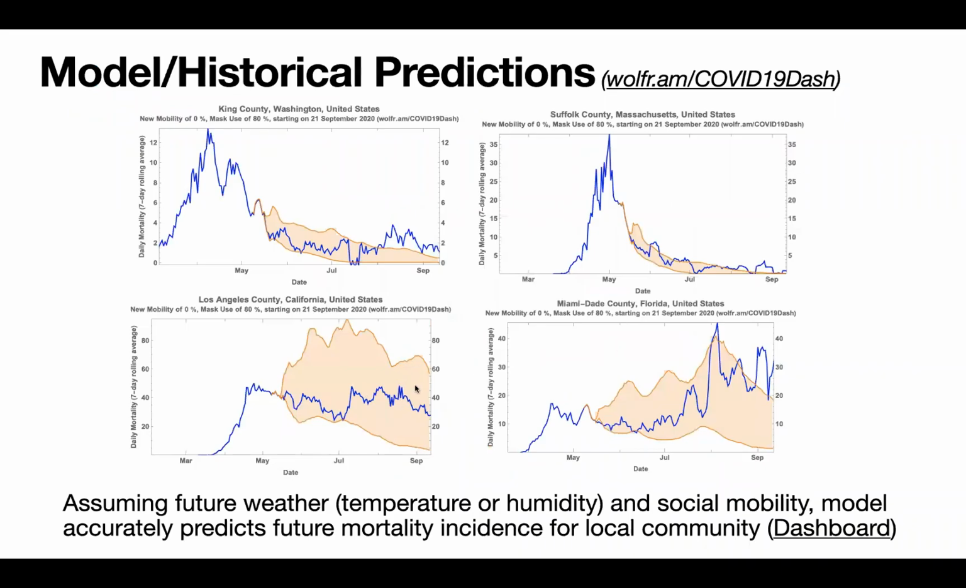So these are some examples of county by county predictions and compared to how well they did. These are 4 corners of the US. And yeah, some of them did better than others. This is an earlier version of the model, I should say.